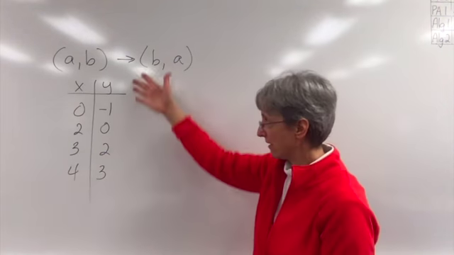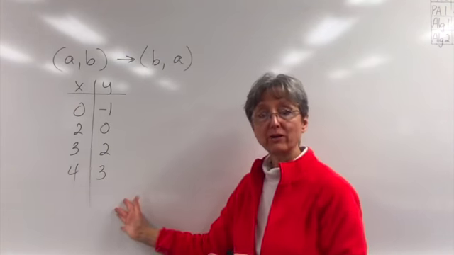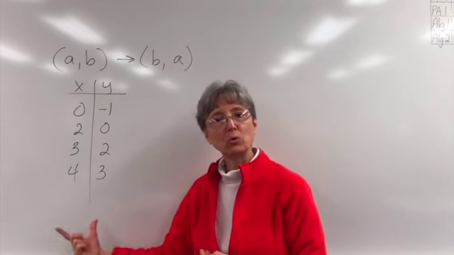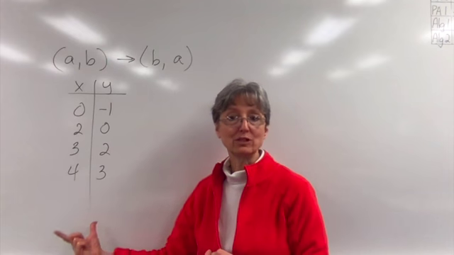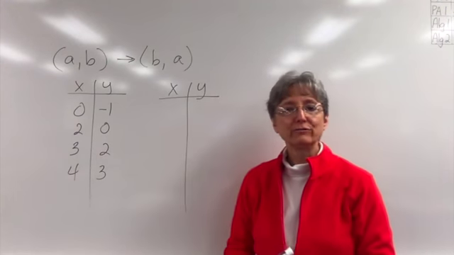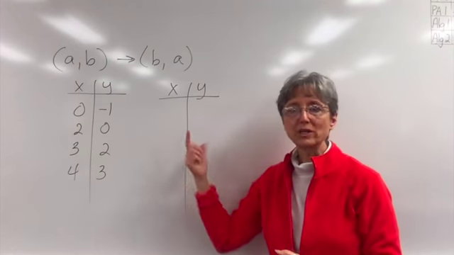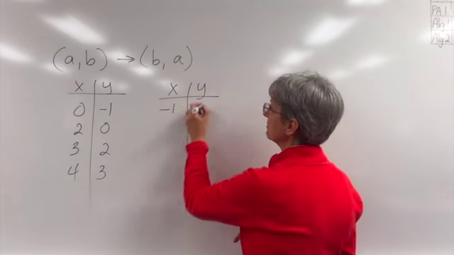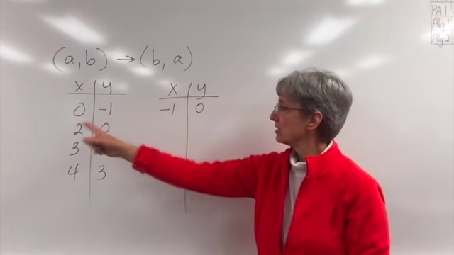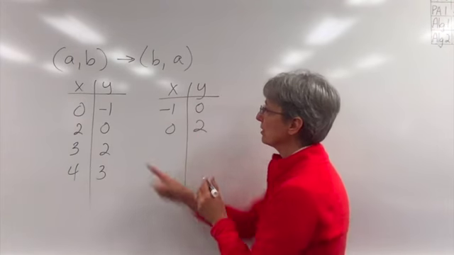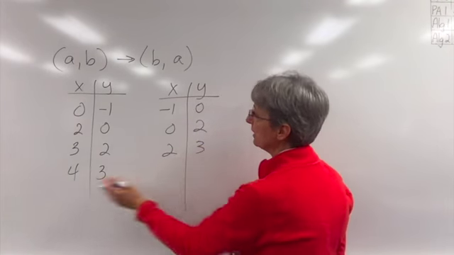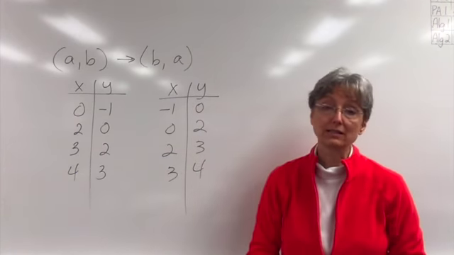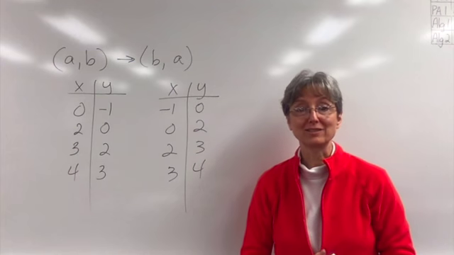So if we have this table of ordered pairs for this relation of X, Y's, what would be the inverse of these ordered pairs? For the inverse relation, we just switch the X and Y's. So this one was 0, 1. Its inverse is negative 1, 0. 2, 0 becomes 0, 2. 3, 2 becomes 2, 3. And 4, 3 becomes 3, 4. It's really that simple. Just switch the X and Y's.